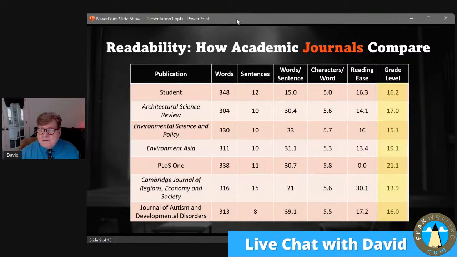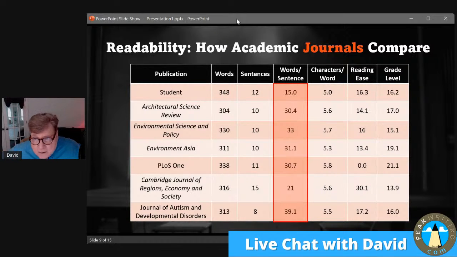And the same for the grade level. They're all about the same. The sociology journal is a little bit lower. That would be a somewhat significant difference. But the rest of them are pretty much in the same ballpark. So again, we're down to this one big difference here, which is the number of words per sentence.